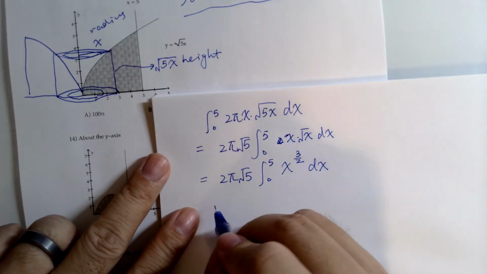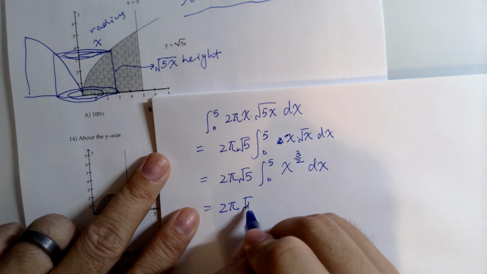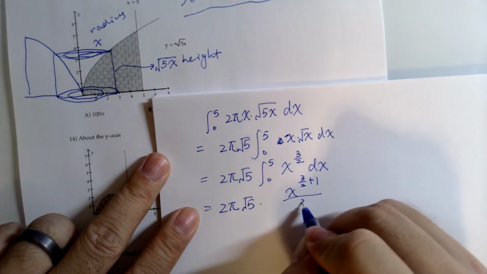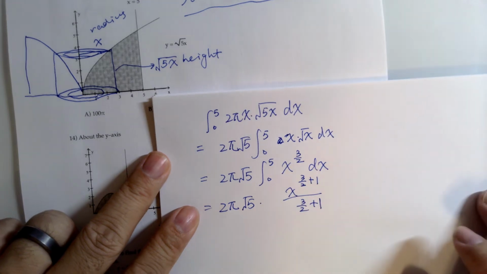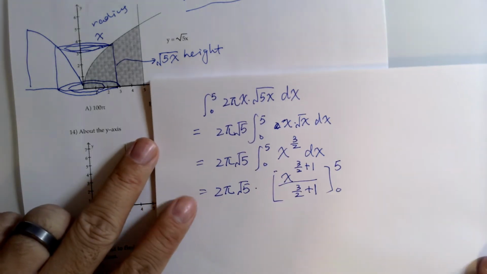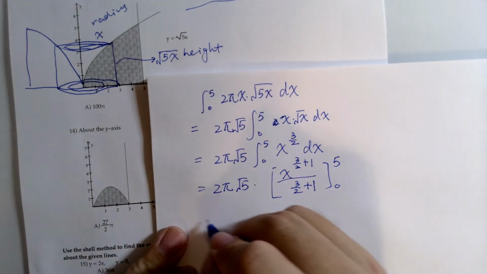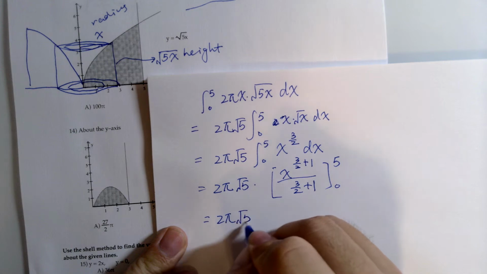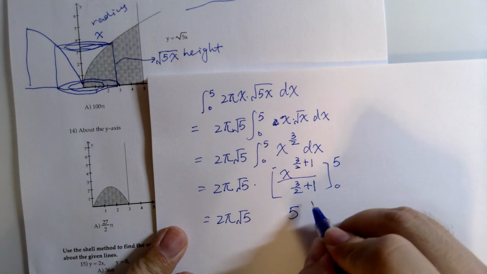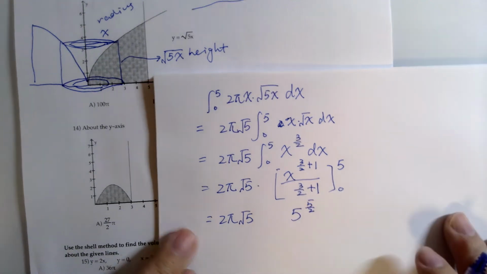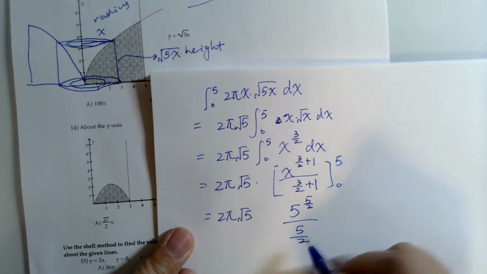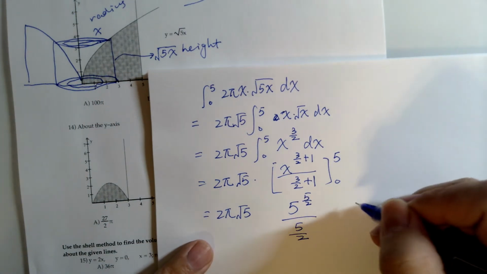So right now, this problem should be very easy to solve. That is x to the power of 3/2 plus 1 over 3/2 plus 1. And then, don't forget, it's from 0 to 5. So now we get 2 pi square root of 5, and on the top it's going to be 5 to the power of 5/2, because 3/2 plus 1 is 5/2, over 5/2, and then minus 0.